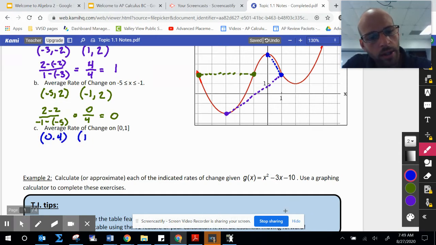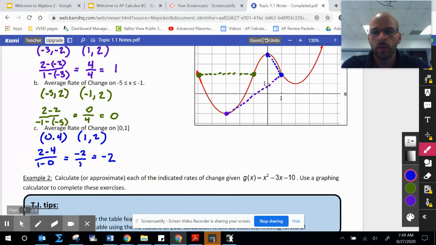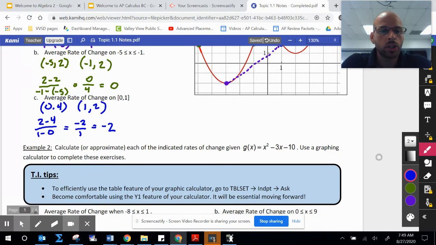And then at 1, I'm at a y value of 2. So 2 minus 4 all over 1 minus 0 gives me a -2 over 1, or just an average rate of change of -2. Okay, so that is ultimately how we calculate an average rate of change.